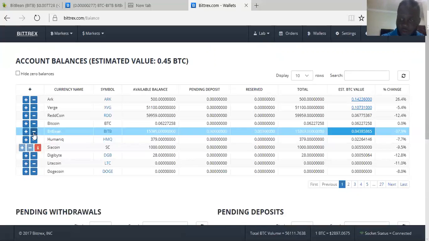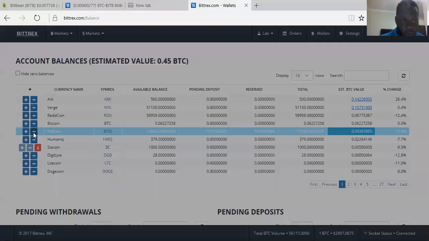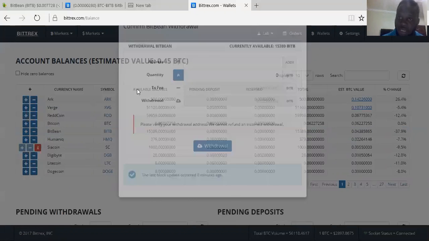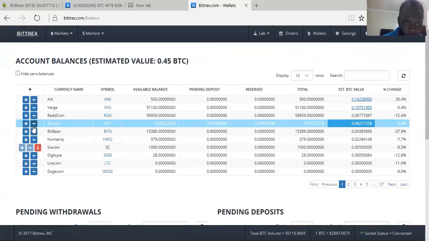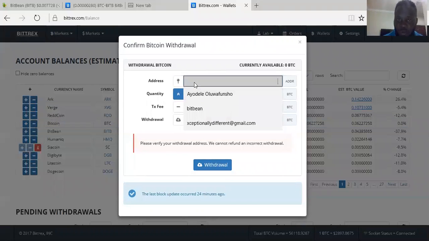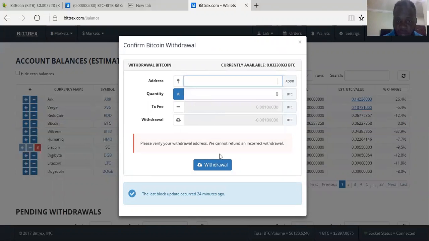So for you to have your crypto, this is withdraw now. This is the amount. You put your Bitcoin address. You put your quantity. The transaction fee is always charged. And you click withdraw. Please make sure you verify your wallet address. Same thing if it's Bitcoin. For you to withdraw, you come here, you put your Bitcoin address, you put the quantity and transaction fee, and you withdraw. And it's as simple as that.